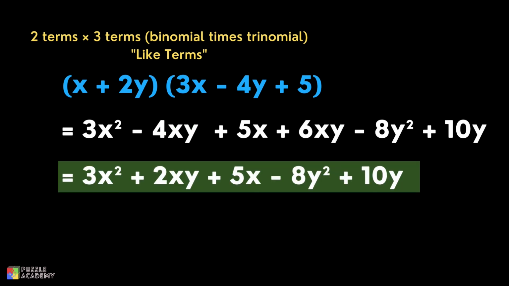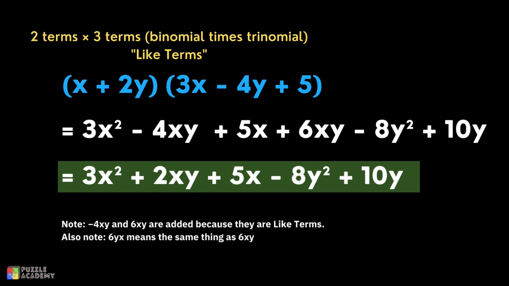And our final answer here is 3x squared plus 2xy plus 5x minus 8y squared plus 10y. We have to take note that negative 4xy and 6xy are added because they are like terms. Also, we have to take note that 6yx means the same thing as 6xy.